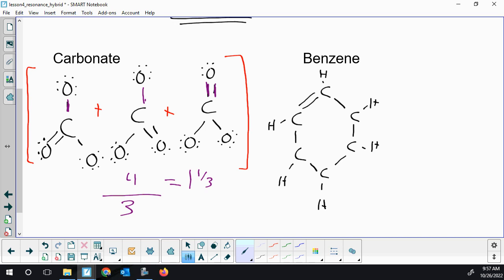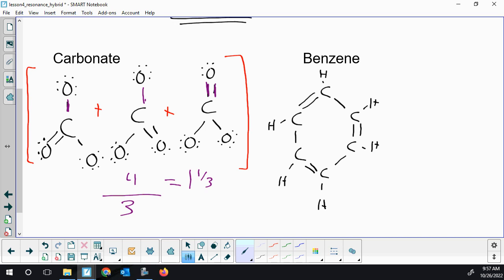I can't put a double in the next spot because I would put 5 bonds on the top carbon. But if I go double, single, and then double again, I fix those 2. And then if I go single and then double, it fixes the bottom two or the last two carbons. And now everything either has a duet if it's hydrogen or an octet if it's carbon.